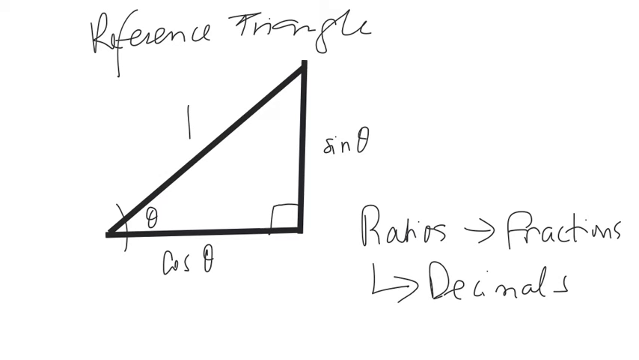Anyhow, so this is our reference triangle. I don't want to belabor the point, but this is our reference triangle. And again, I just want you to remember that the hypotenuse is always 1. The adjacent side is cosine of theta, and the opposite side is sine of theta. Okay, well, how do we make use of that?